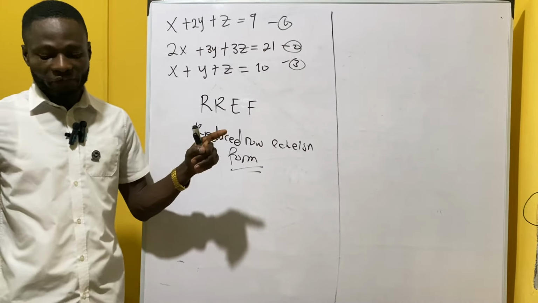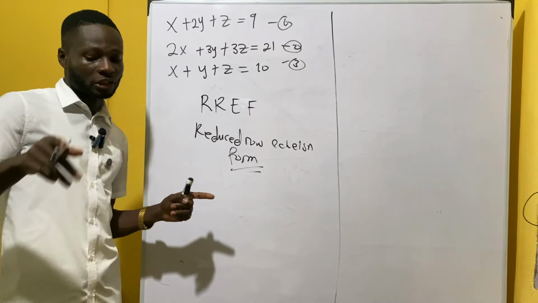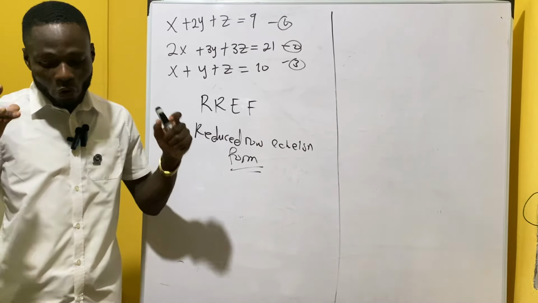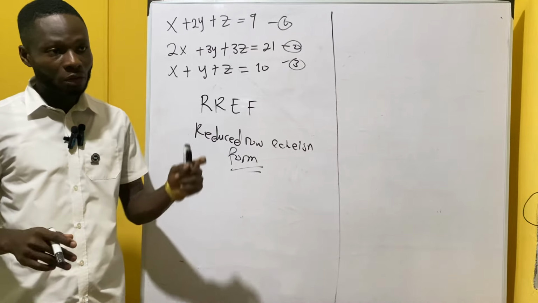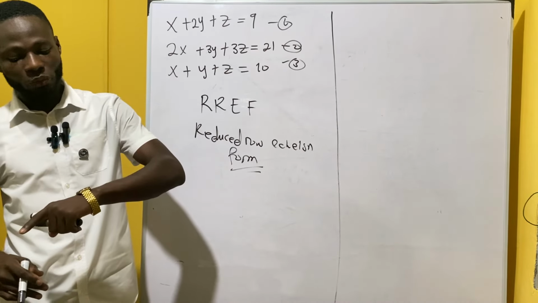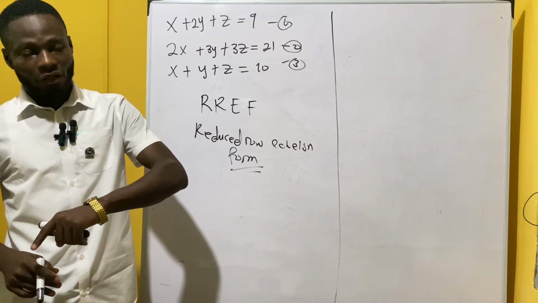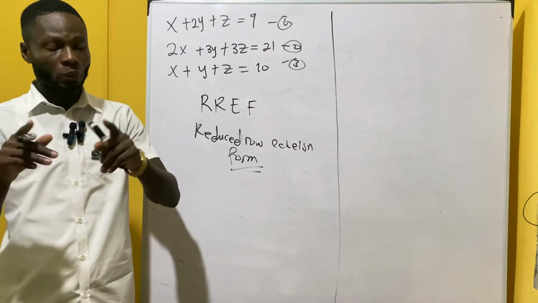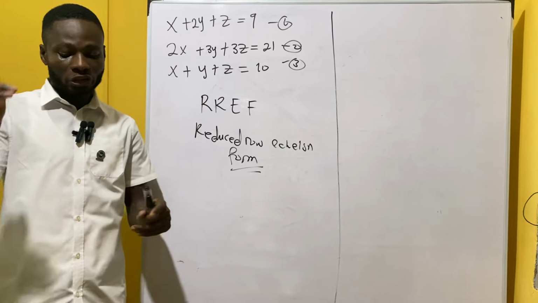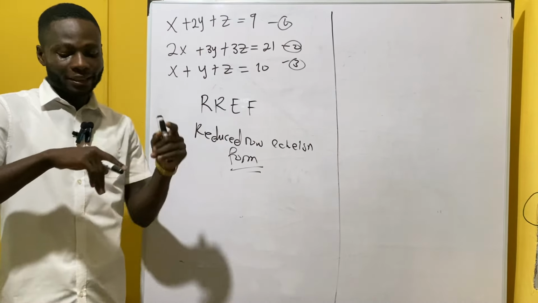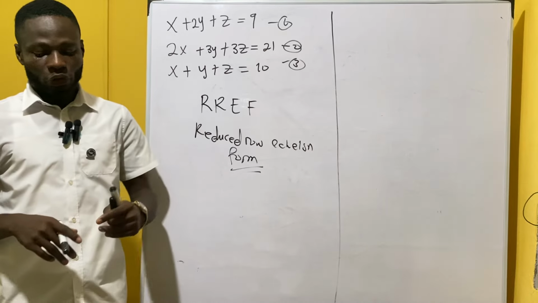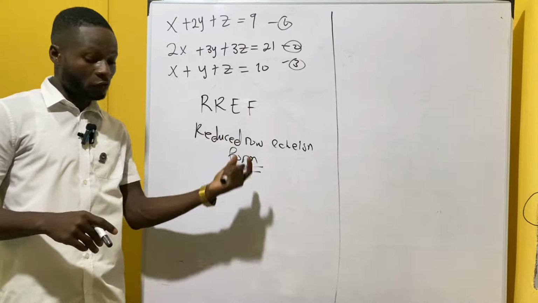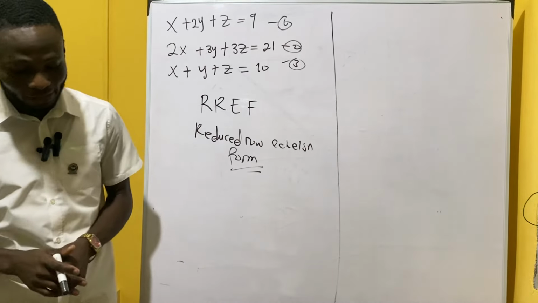So the main difference between Gaussian elimination and Gauss-Jordan elimination is that Gaussian elimination stops at the upper triangular form, that is the row echelon form. Gauss-Jordan elimination went further to obtain the reduced row echelon form so that you can get your solution right away from there.